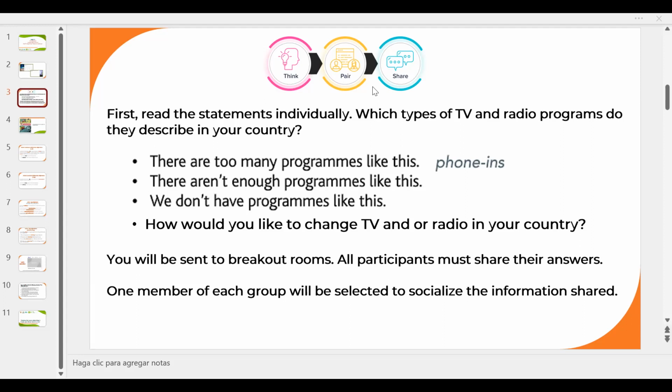Okay, guys, we have already covered the first part, which was the individual part, the think. We're going to move now to the second part of this diagram, which says pair. You will be sent to breakout rooms, guys, and the idea is that all of you participate and share the answers to your questions, especially paying attention to the fourth one. You will have 15 minutes in each group, guys.